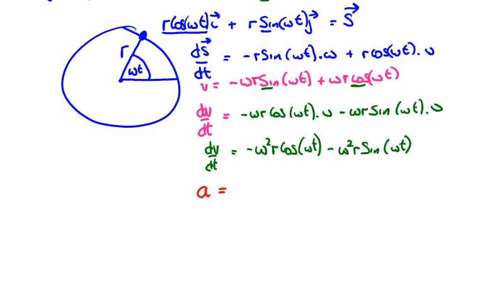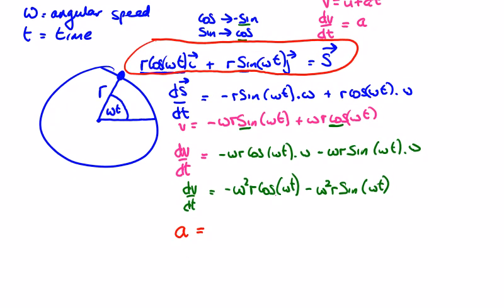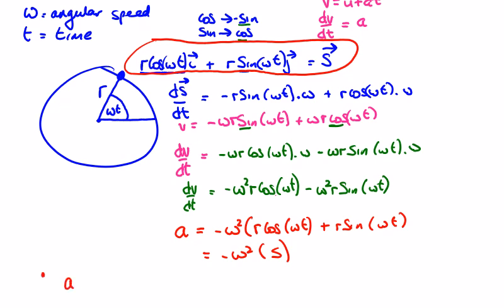So if we tidy this, dv dt, which is my acceleration, is going to be, I could factor out w squared r, but I'm going to bring it back to displacement from the beginning, which was this guy. So I'm going to leave the r in and see can we get something in terms of s. So a is equal to minus angular speed squared times r cos omega t plus r sine omega t, which is equal to minus w squared by displacement. So we can see here that acceleration a is directed along displacement, along s, but in the opposite direction, which is towards the center.